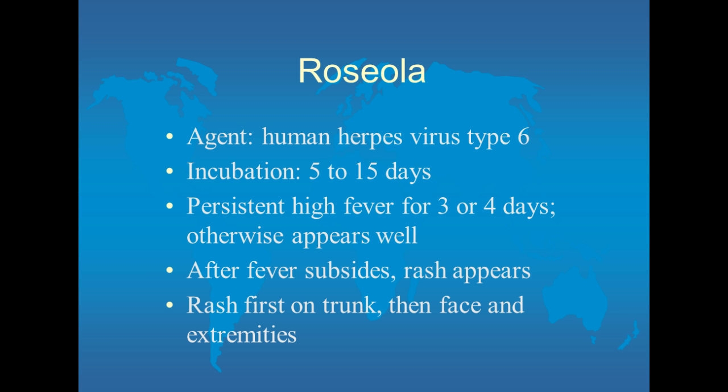Roseola, that's human herpes virus type 6. The incubation is 5 to 15 days. Persistent high fever. These kids will come in with really high fevers, but they are acting perfectly fine, and they'll have a temperature of like 102. They might be tired from it or flushed, but they don't seem to be an issue. Then all of a sudden the fever goes away, and wham, this rash appears, and that's roseola. The rash first starts on the trunk, then the face and the extremities.